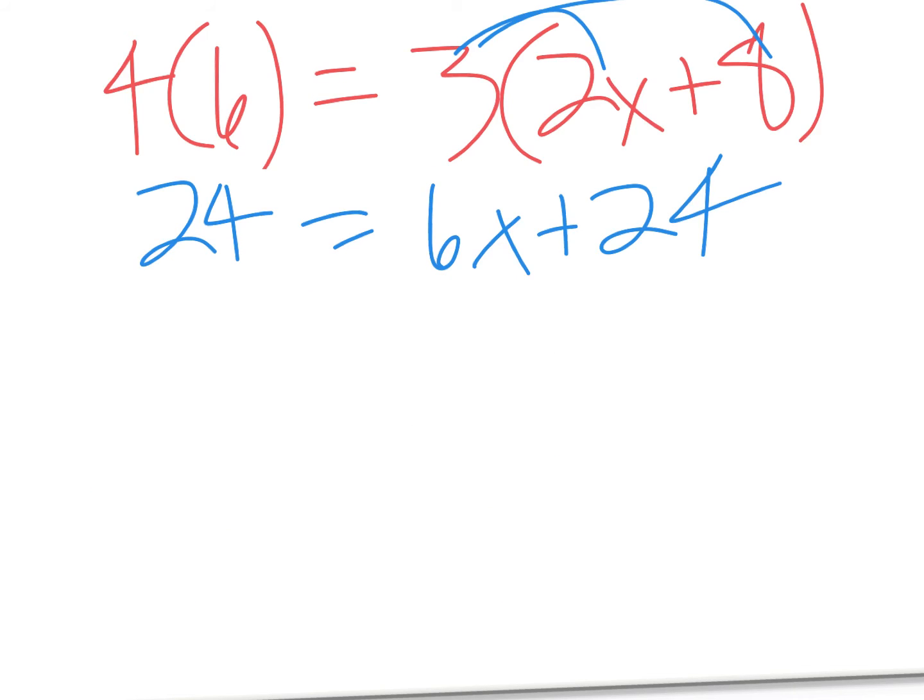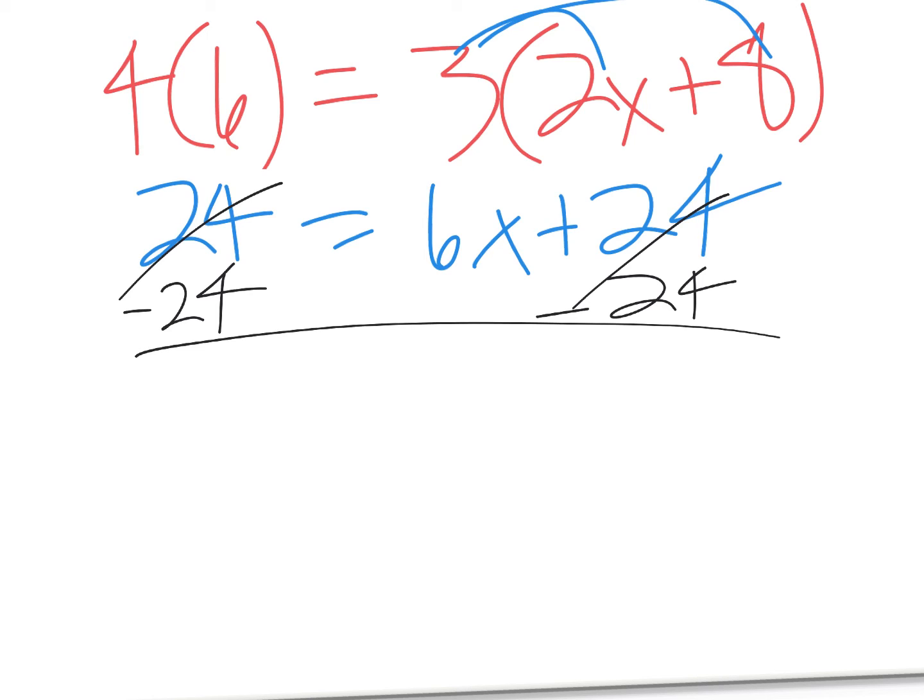So since we have 24s on both sides, they're actually going to cancel. And if that confuses you, just think, if I were to minus 24 to the left-hand side or minus 24 over to the right-hand side, they would both equal 0, right?